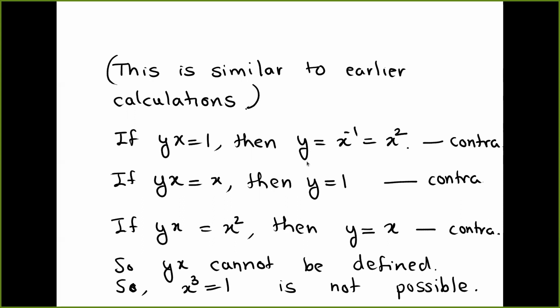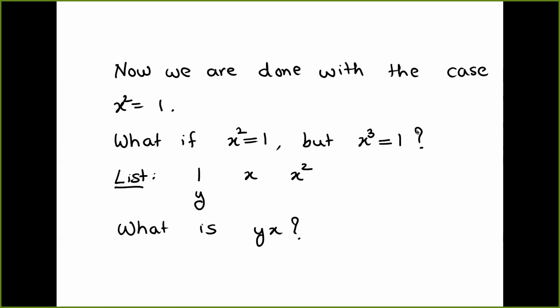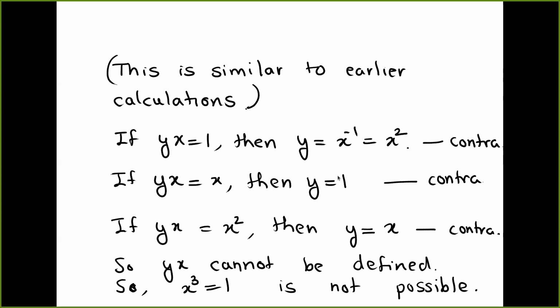But x inverse is actually x squared, right? Because x cube is equal to 1. So x times x squared is equal to 1. So x inverse is actually x squared. So then y is equal to x squared, which is a contradiction because I'm assuming that y is different from x squared. If yx is equal to x, I can cancel out x and I get y equal to 1. If yx is equal to x squared, then I can cancel out x to get y equal to x.